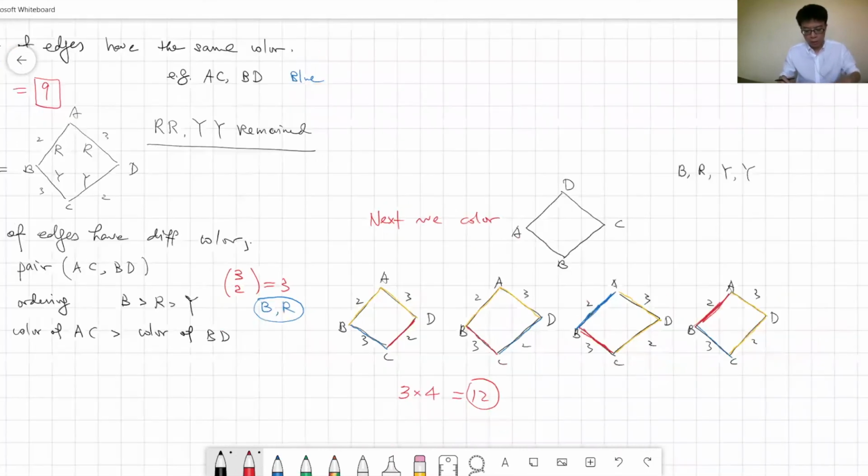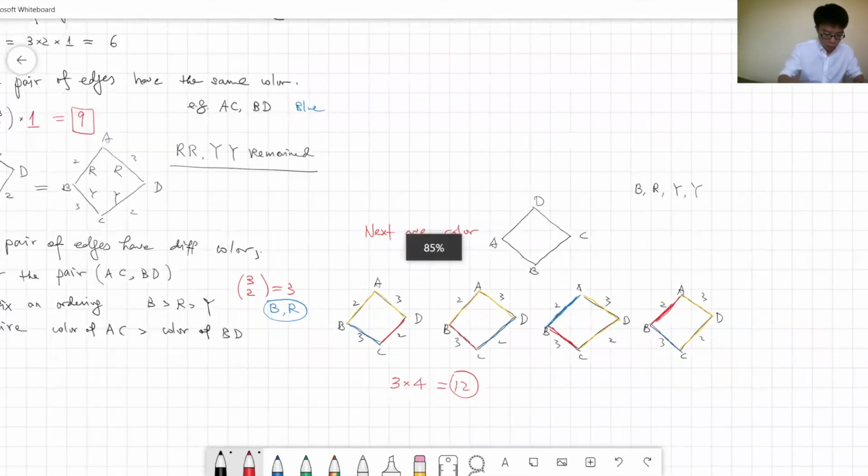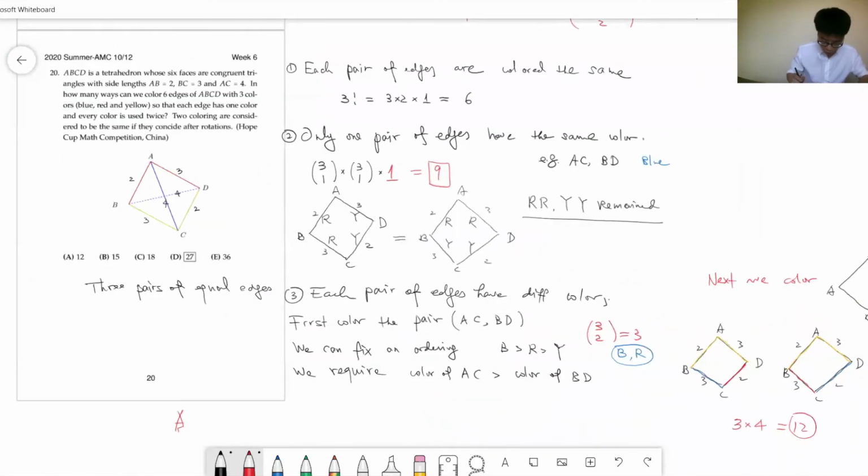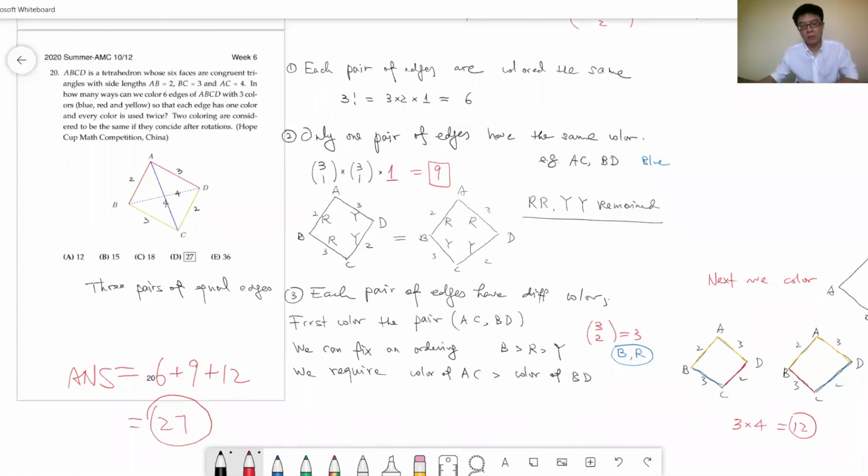All right, let's sum up all the cases. So the solution will be the sum of these numbers. So the answer is 6 plus 9 plus 12, which is 27. So the answer is 27. All right, that's the end of this video.